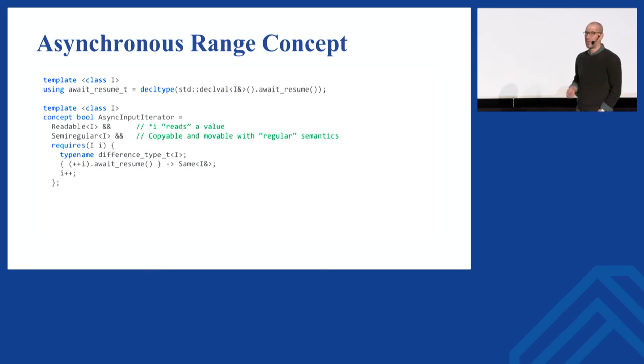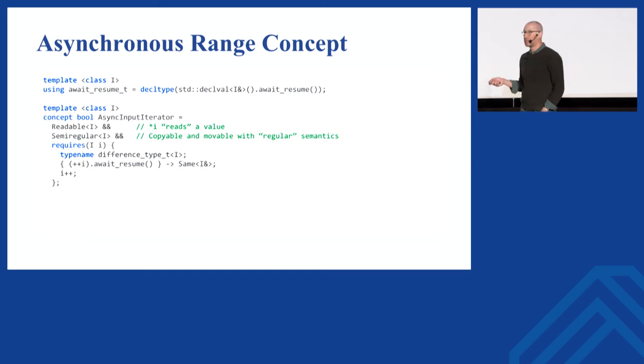Now I can define something called an asynchronous iterator. This is a concept, and this is what a concept definition looks like. I say, it's a readable thing. That means I can dereference it to read a value. It's a semi-regular thing, which means I can copy and move it with regular semantics. This would make John Lakos very happy.